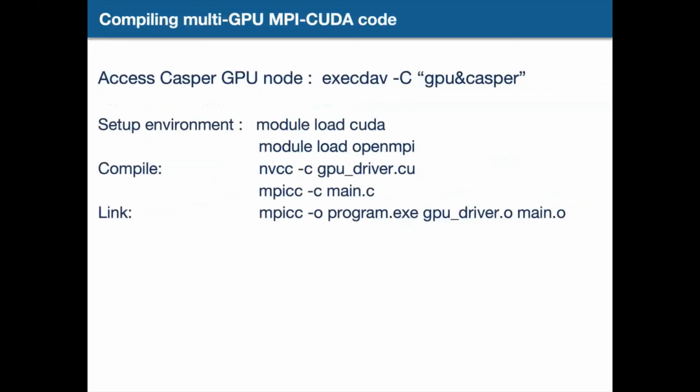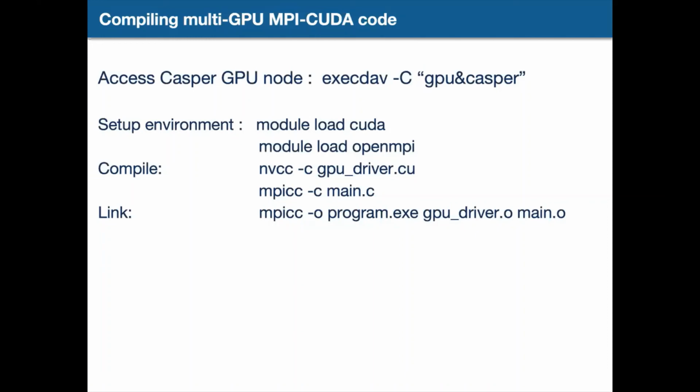If you want to run a multi-GPU MPI-aware CUDA code, here are the steps. You access the Casper node the same way, with execdav, and then you set up your environment. Now you need both the CUDA modules and the OpenMPI modules. On Casper, when you want to use MPI, OpenMPI performs best with CUDA. So we recommend you use the OpenMPI module as your MPI solution.